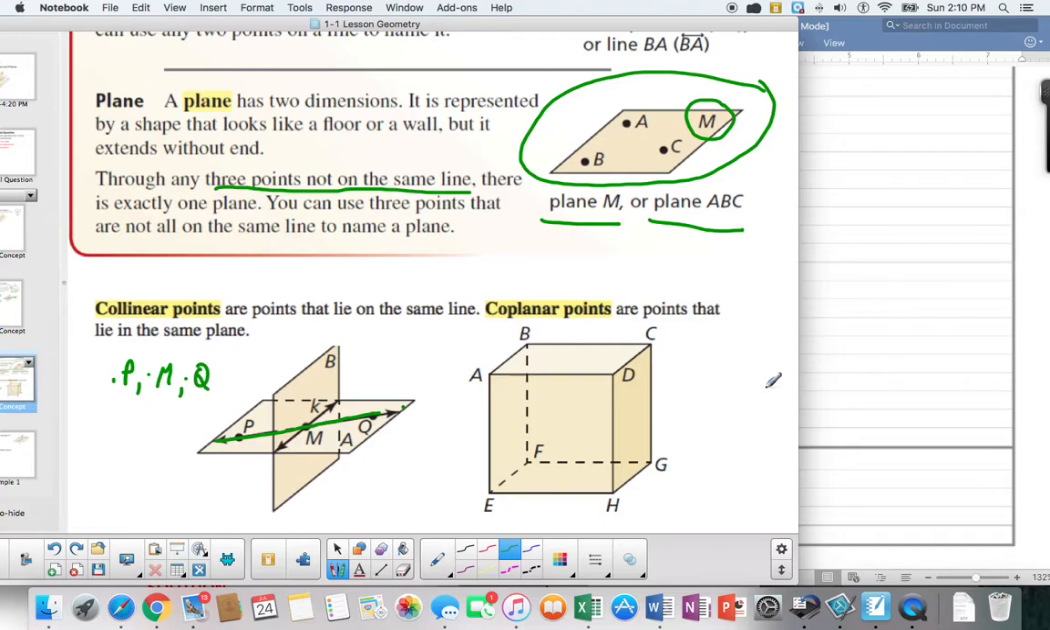Coplanar points are points that lie in the same plane. Let's talk about this plane right here. It extends without end. Pick out any 3 points as long as they're not in the same line. So I can call it plane D, C, G. You have other options as well.